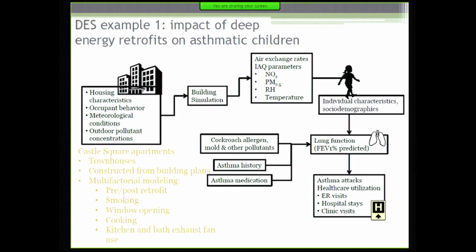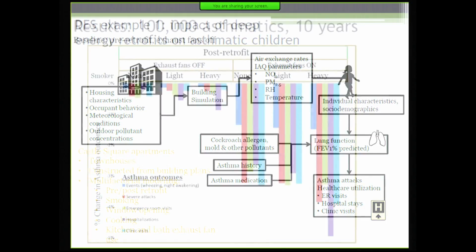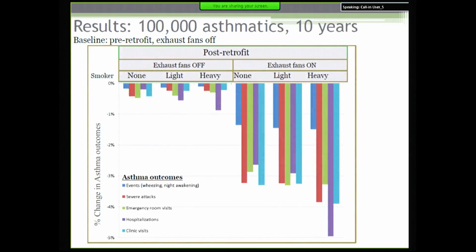We had survey information to parameterize the people, the blueprints to parameterize the buildings, and then we used epi to make the links between pollutants, previous health, asthma history, medication, et cetera, and asthma outcomes. Next slide. In that case, we modeled 100,000 asthmatics over 10 years. So the beauty of this is you can model as many children as you want, 1 million kids, 10 million kids. You do need to use distributed computing, meaning if you run the model for 100,000 asthmatics, you need to split it up into multiple jobs and send it out to a server, because if you do it on your computer, it will take a really long time.